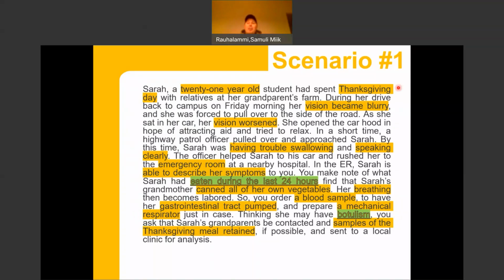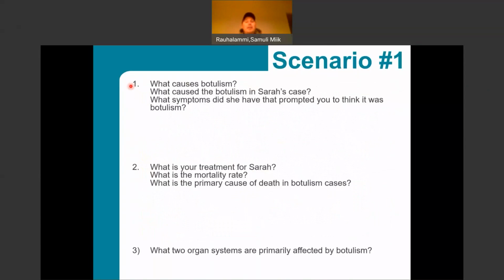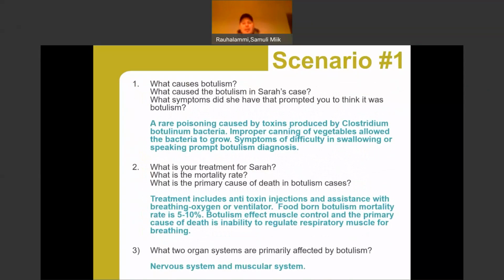So that's the scenario 1. Let's have a look at what we can make out of that. We have 3 different question groups that we're going to tackle, and we're going to start by addressing what is botulism. So botulism is a form of poisoning caused by toxins of a bacteria, and this is common that this can happen if we have followed improper procedures when canning vegetables that really generates that ideal conditions for those bacteria to grow in.